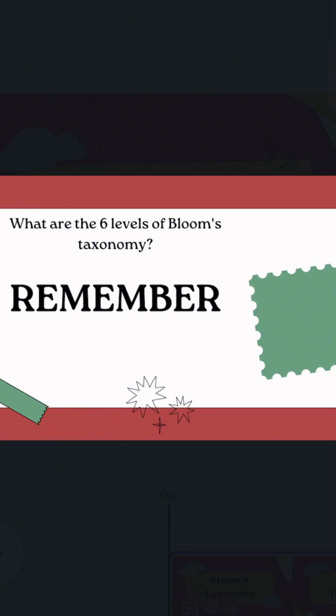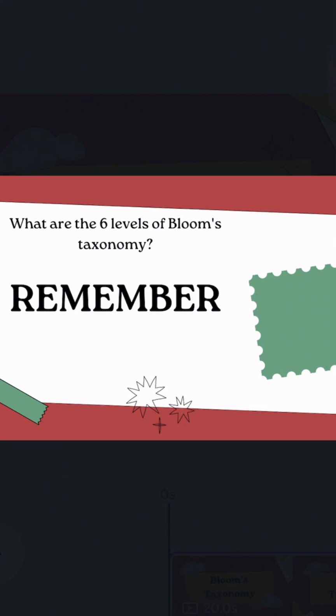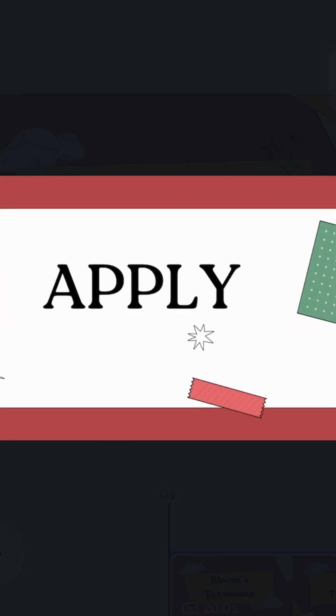So what are the 6 levels of Bloom's taxonomy? First is remember. Definition: retrieve, recall, and organize relevant knowledge for long-term memory. For example, dates of important events in U.S. history, or remember the components of a bacterial cell. Next is the understand.